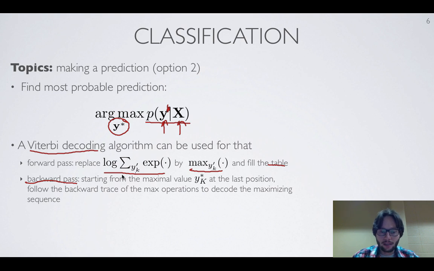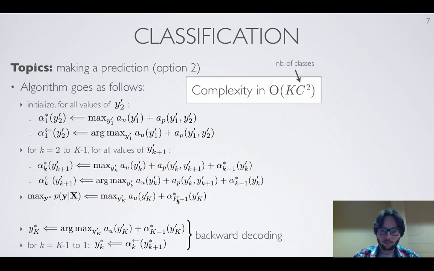In the backward pass, we'll essentially compose our decoded, so our predicted sequence, by finding the last label that maximizes the value in our table, and then following backward the trace of the max operations. So following backward the links that correspond to what were the argmax when I was performing this maximization here. So more specifically, let's look at the pseudocode for this algorithm.